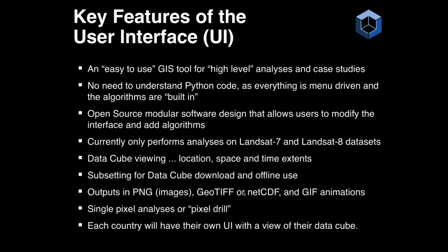Right now, it's linked to Landsat 7 and 8 data sets, things that are in our cube. You can view things in time and space extent, just like you would any other part of a data cube. You can do some subsetting and download cubes offline. You can output results in GeoTIFF, which is very interesting, by the way, because if you output a result in a PNG format or in a GeoTIFF format, you might find that very useful if you go and use that in QGIS or ArcGIS. You can create a product and then go look at it elsewhere with a very intense GeoTIFF file. It allows a little bit of single pixel analysis. I'll show you what that means. And each country has their own UI with a view of their cube. That's the way we built it at this early point.